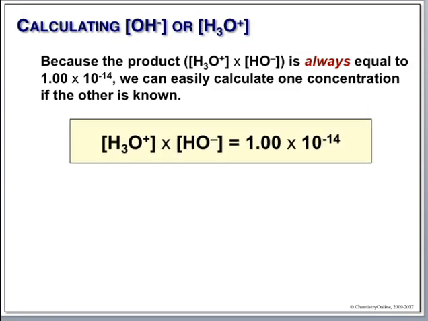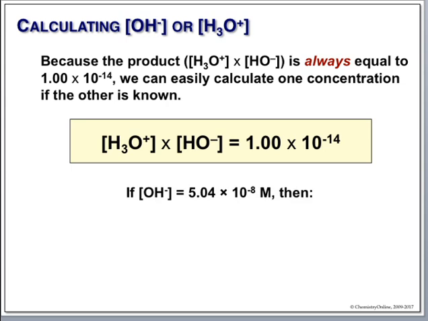Let's say that we want to calculate hydronium or hydroxide, if we know one or the other. If we remember that hydronium times hydroxide is always 10 to the minus 14, we can always calculate the unknown quantity.